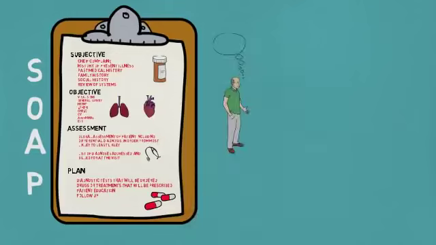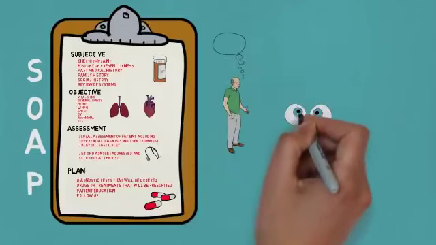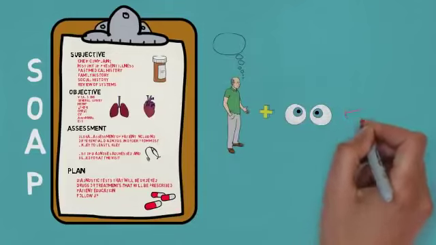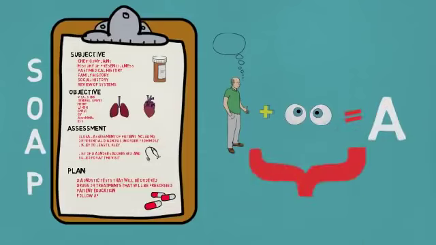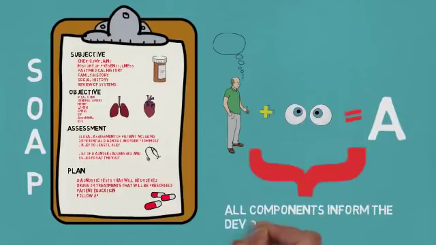So that's the basic structure of the SOAP note. Subjective, or what the patient tells you. Objective, what you see. Assessment, what you think is going on based on the subjective and objective information. And the plan, what you're going to do about it all.